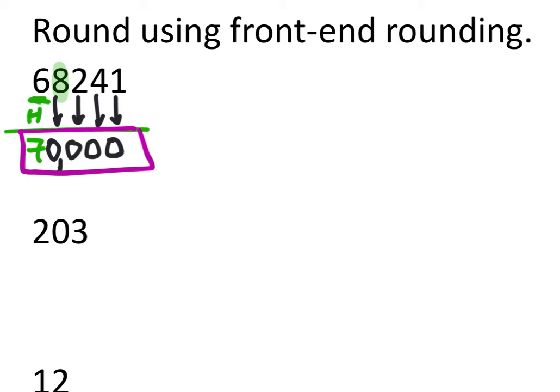So we're going to do the same thing with 203. But again, it's a different place value now because it's a different number, so its front end may be in a different place value. I look to the left and I see the 2 is the number farthest to the left here. I got 203, so I look to its right in the tens place value, the 0 there. Now the 0 means that it's less than 5, and so the 2 is just going to stay a 2. And then all the other place values to the right are going to become zeros, which makes this 200. So 203, front end rounded, is 200.